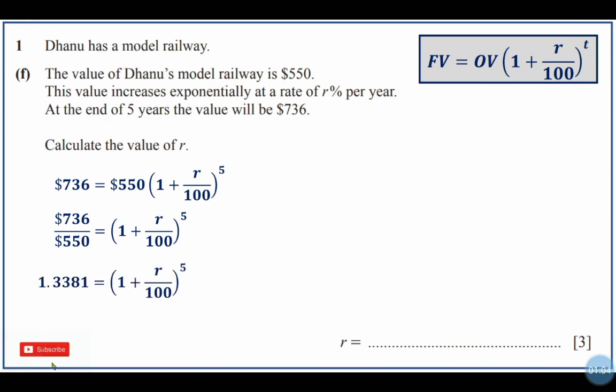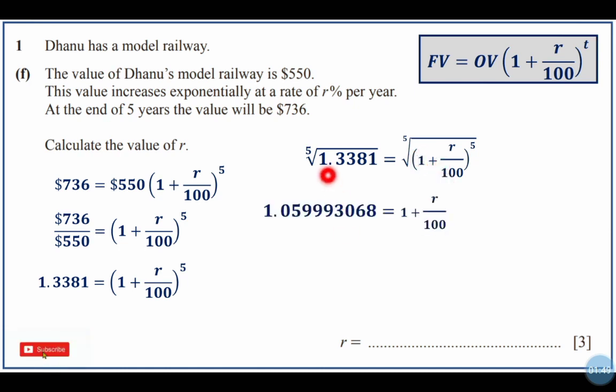I will get 1.3381 is equivalent now to whatever is left on the right side of the equation. After that, I will try to remove this index because the one inside the bracket is again one quantity, so I can only remove that index by finding the opposite of that index, which is the fifth root. So I will put in the fifth root to both sides. What will be left will be 1 plus r over 100, and then calculate the fifth root of 1.3381.